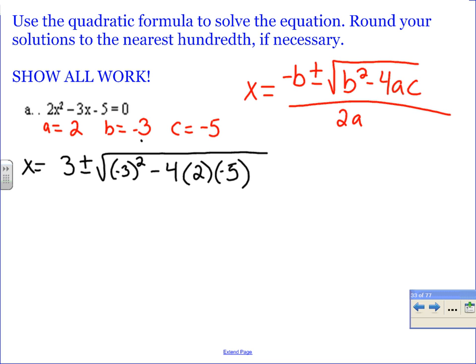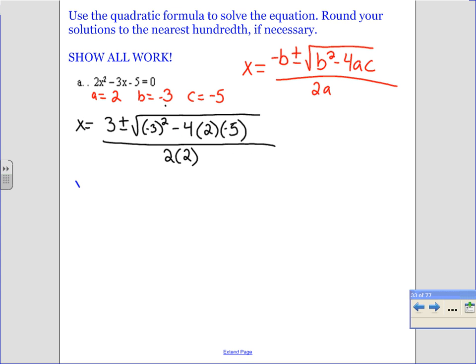Now let's simplify and combine some things. So x equals 3 plus or minus, I'm just going to rewrite that. I will explain what this plus or minus means in a couple minutes. Negative 3 squared, negative 3 times negative 3, is positive 9. Now you need to take negative 4 times 2 times negative 5. Negative 4 times 2 is negative 8. Negative 8 times negative 5 is positive 40. So that ends up being a plus 40 there. Be careful when you're multiplying. Watch those negative signs. All over, 2 times 2 is 4.